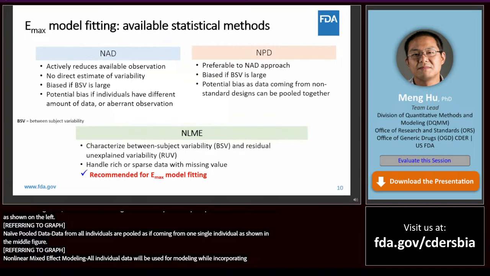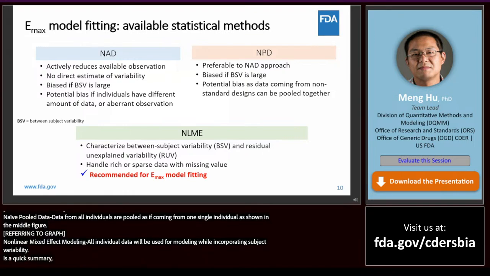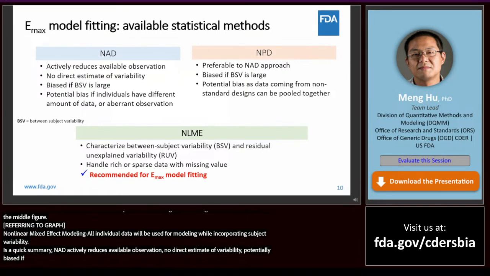As a quick summary, the naive average method actively reduces available observations. There is no direct estimate of variability. This method is biased if between-subject variability is large. It's also potentially biased if individuals have a different amount of data or aberrant observations.